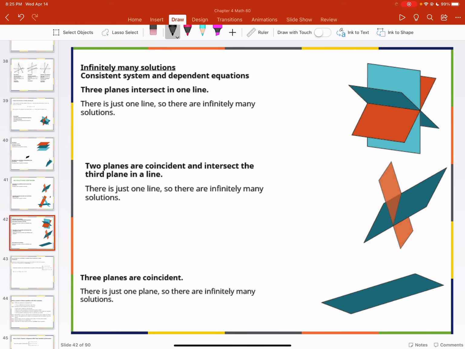Infinitely many solutions are when all 3 planes intersect in a line. It looks like a pinwheel, and they all intersect in this line right here. They share an infinite set of points. Another possibility of infinitely many solutions is if you have 2 coincident planes, basically the same plane, and the 3rd plane connects with them in a line. There's also the possibility that all 3 planes are coincident, so that's infinitely many solutions as well.